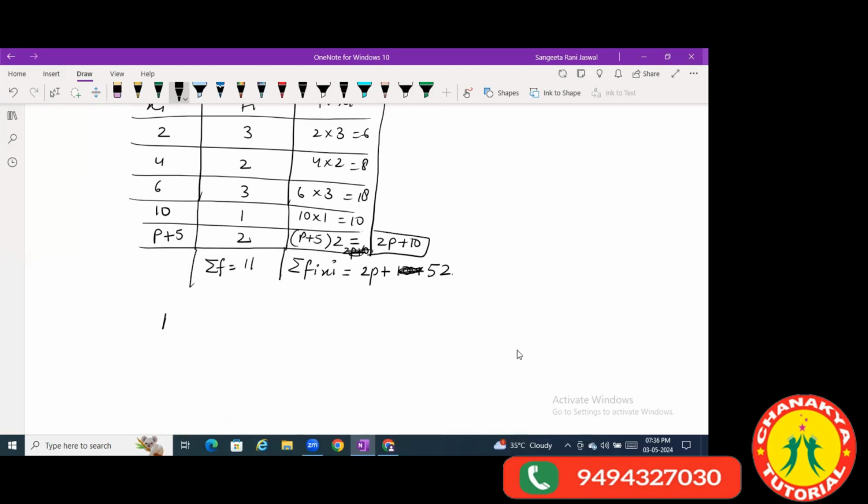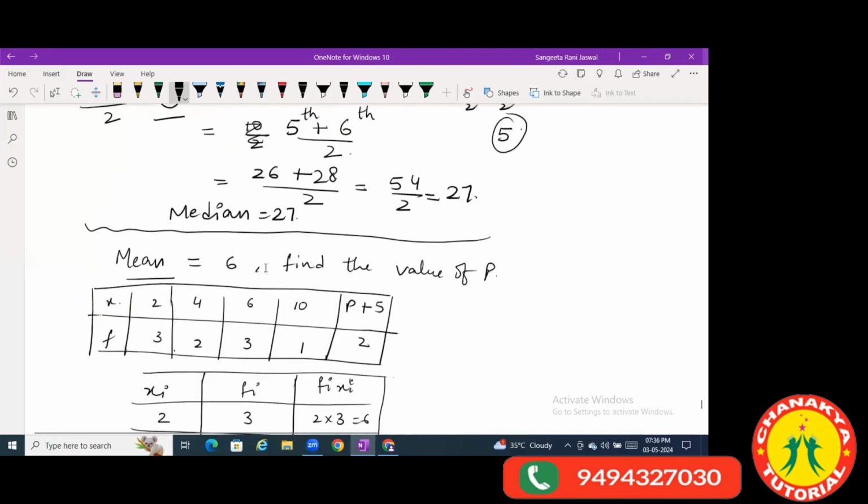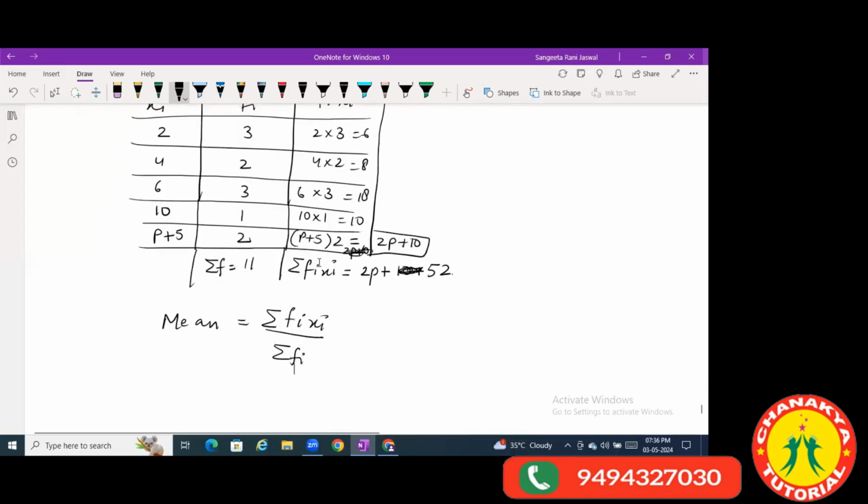Now let's put it into the formula that we have. The mean is summation Fixi upon summation Fi. The mean was already given to us in the question, that was 6. So in place of mean, we write the value given, and then we have 2P plus 52 upon 11. Now when this goes on the other side, this becomes 66 equals 2P plus 52.